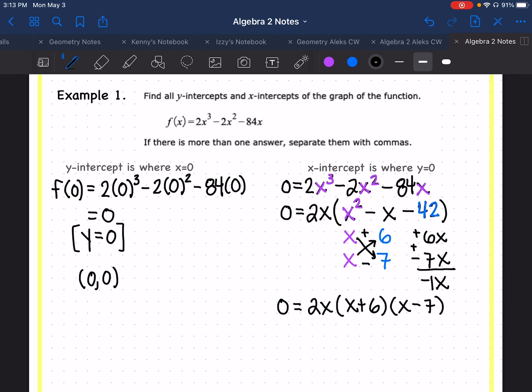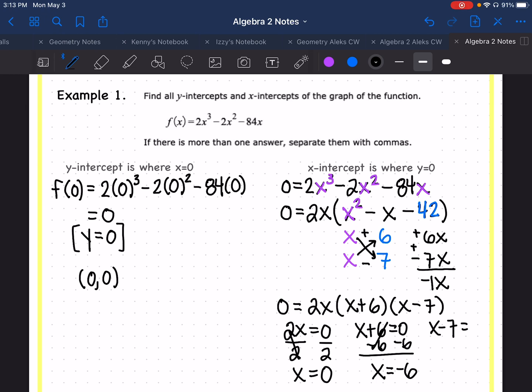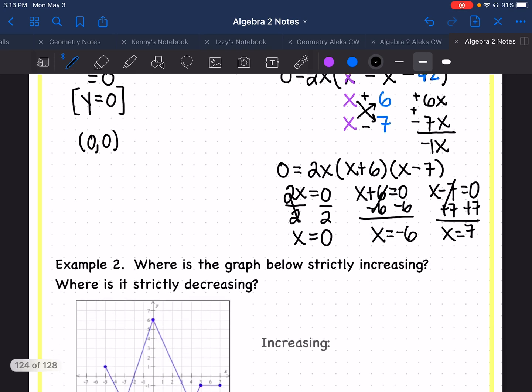Here are my 3 factors. I'm now going to go ahead and use the zero product property, which says one of these 3 factors should equal 0. So 2x equals 0. If I simply divide both sides by 2, x equals 0. There is one of my answers. X plus 6 equals 0. If I subtract 6 from both sides, I get x equals negative 6. There's my second answer. And x minus 7 equals 0. If I add 7 to both sides, I get x equals 7 for my third and final answer.